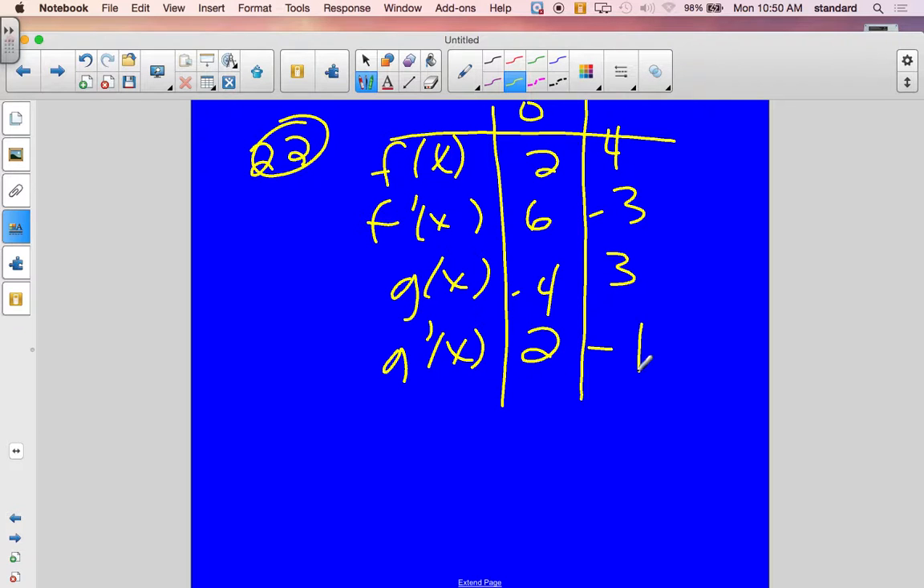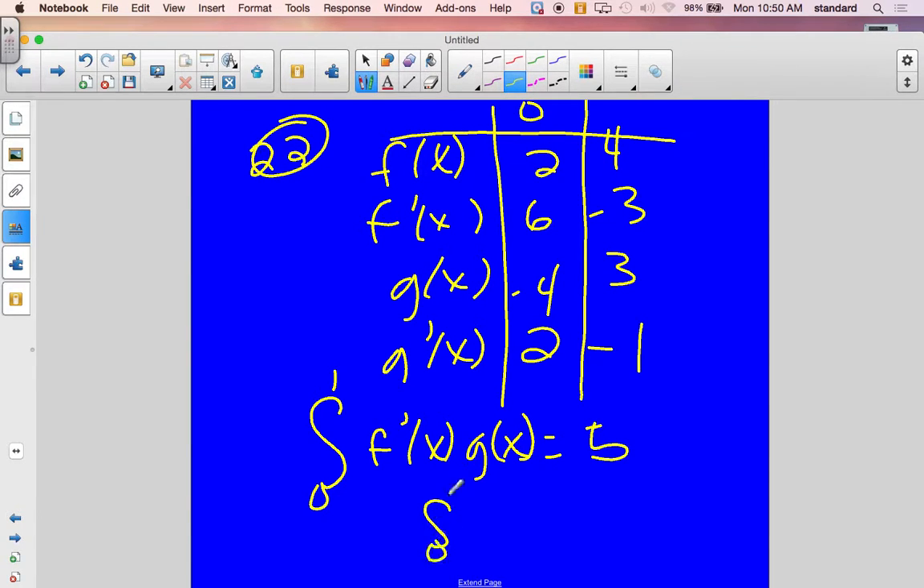Oh yeah, this one's interesting. So you have the integral from 0 to 1 of f prime of x times g of x equals 5. And they want you to somehow figure out the integral from 0 to 1 of f of x times g prime of x. What does that equal? Now, it looks like Joyce thought correctly.